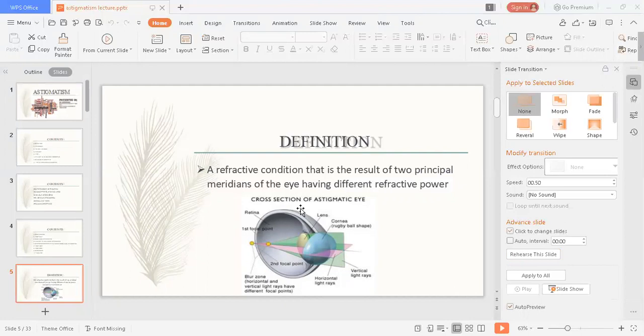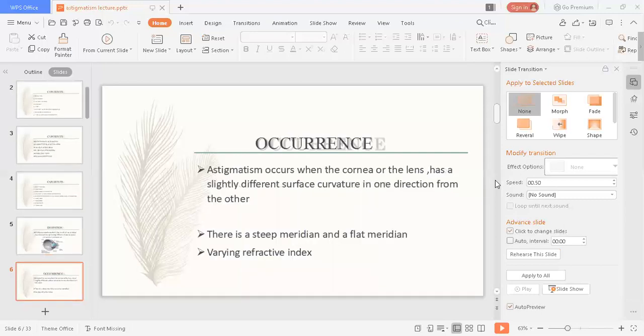So astigmatism can also be defined as a refractive condition in which the parallel rays of light coming from infinity cannot be focused at a point on the retina or at any point. Instead, they will be focused as a line. So that is astigmatism.